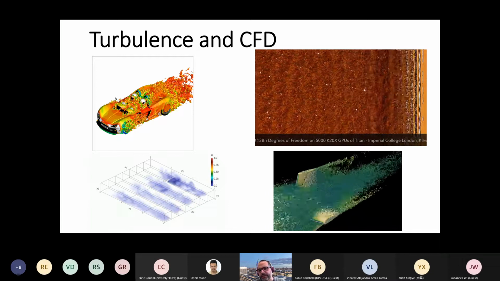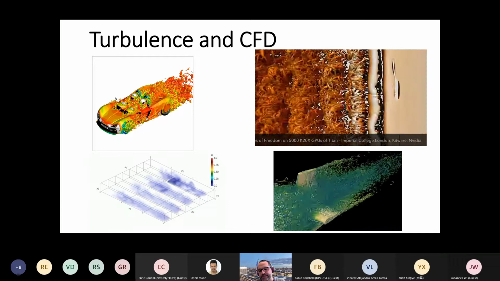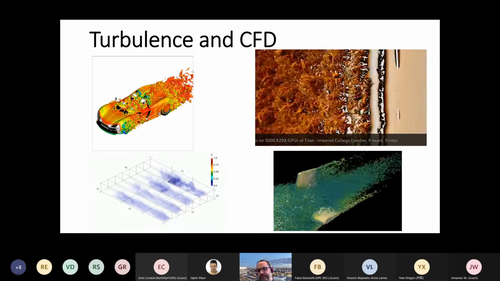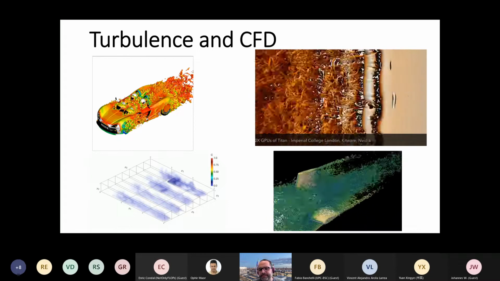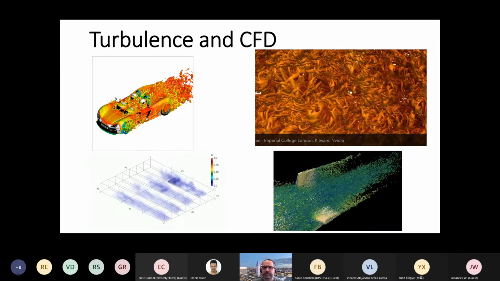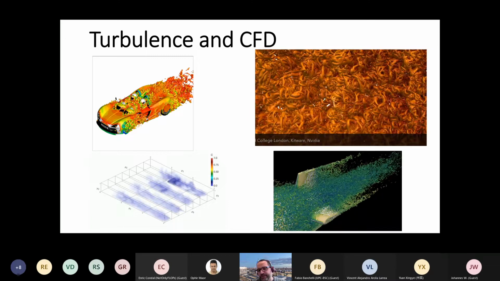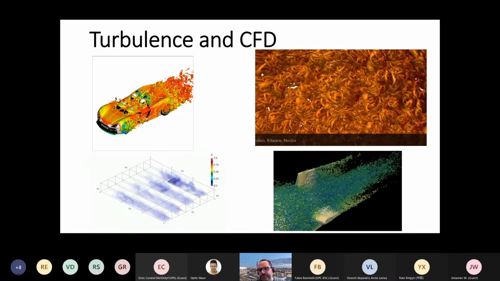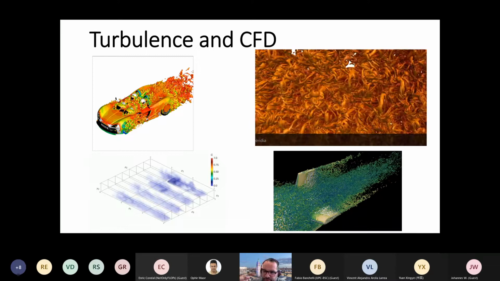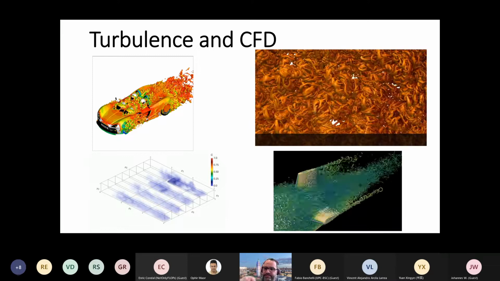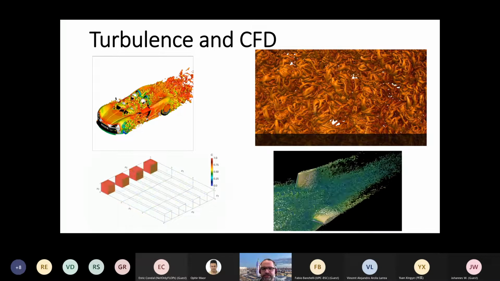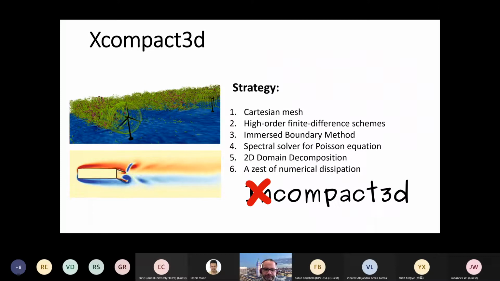So as you can see, turbulence is characterized by a wide range of turbulent eddies or vortices. And this makes the turbulence extremely challenging to resolve because you need to be able to capture the smallest scales and the largest scales as well. So it's quite demanding. This is why we rely on high performance computing. So the framework Xcompact3D is designed to study turbulent flow using supercomputers.